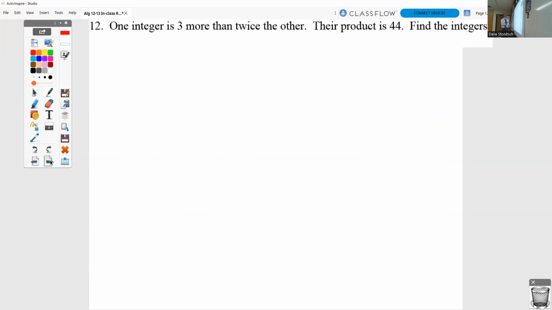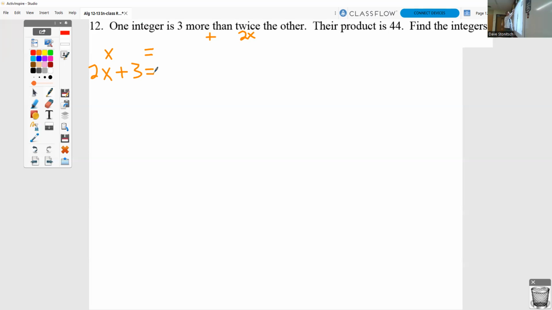So be careful there. In question number 12, one integer is three more than twice the other. Twice means two times the other. More than means plus, right? Less than means minus. If it said three less than twice, we would do 2x minus 3. But this one says more than, so we want to do plus. So one of them is going to be x, and the other one's going to be 2x plus 3.